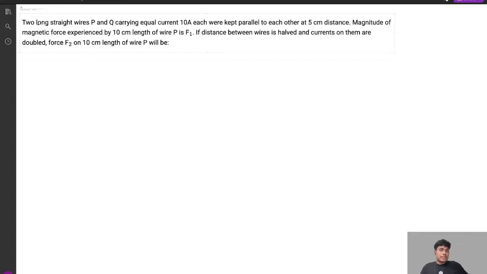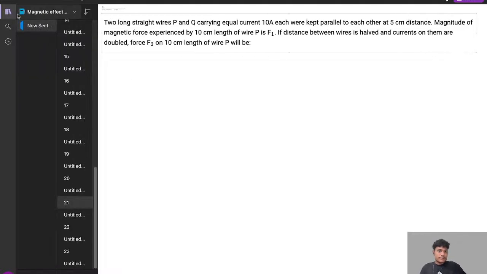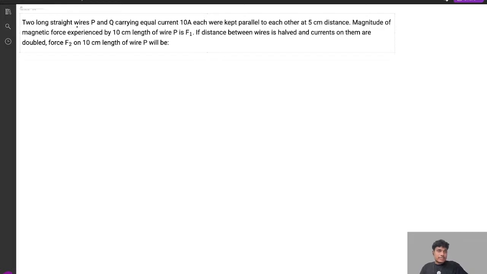So here is our question: two long straight wires P and Q carrying equal current of 10 ampere each were kept parallel to each other at a 5 centimeter distance. So here is our P and here is our Q.